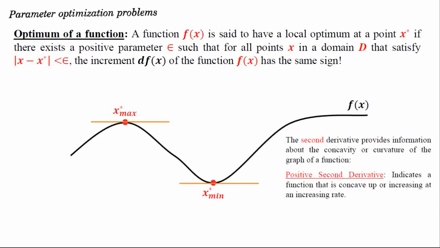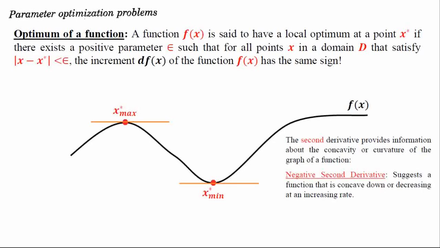A positive second derivative indicates a function that is concave up or increasing at an increasing rate. Thus, if the slope, or rate of change of the function's slope, is positive, then we can say that we have a minimum point as shown by the green box. On the other hand, a negative second derivative suggests that the function is concave down or decreasing at an increasing rate.